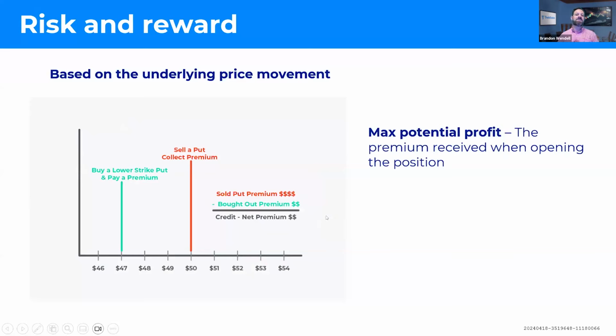So the maximum potential profit you possibly could have in this strategy is just the premium you receive when you open the position. So I guess you could say you're starting off at the top level and it can only get worse from there. But hopefully it ends at the top level again.